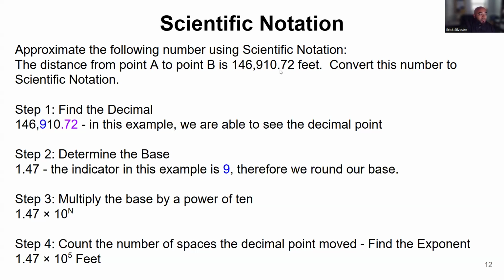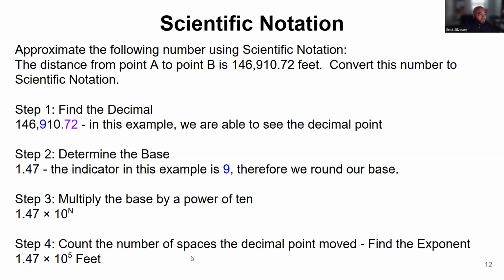All right. So step number 2 is identify the base. The base is my first non-zero number. When I look at it from left to right, in this case, my first number 1 is my base. Since I want to be more accurate, I will use the 2 numbers after the base. That means I will have to drop everything after that, so I will round. I notice my indicator is the number 9, therefore I will have to add 1 to my base. So this number becomes 1.47. All right, so my base is 1.47.